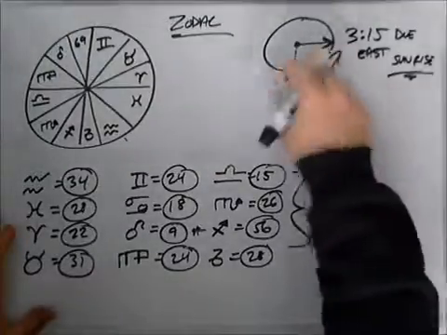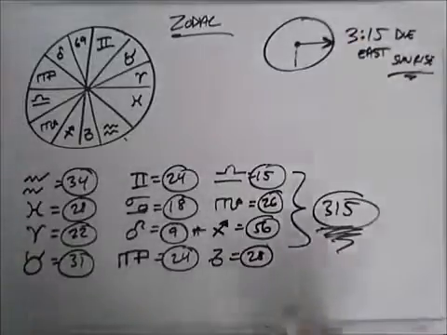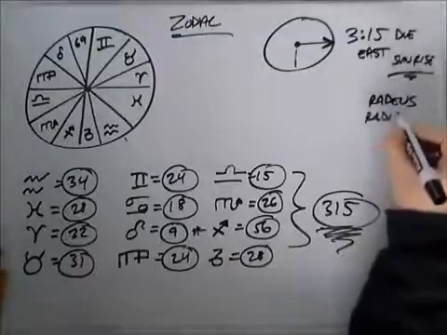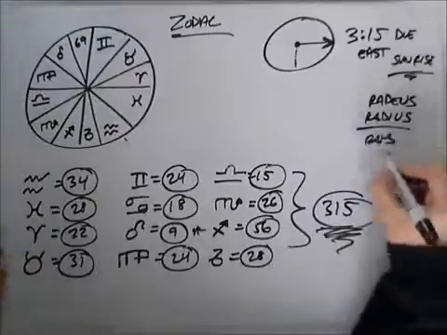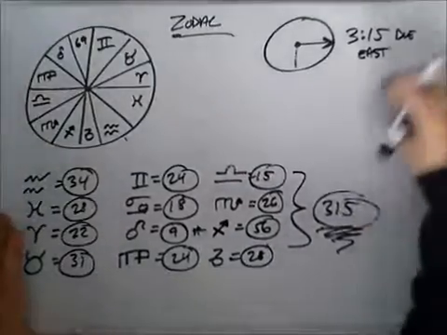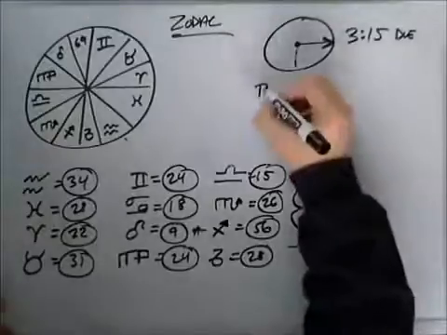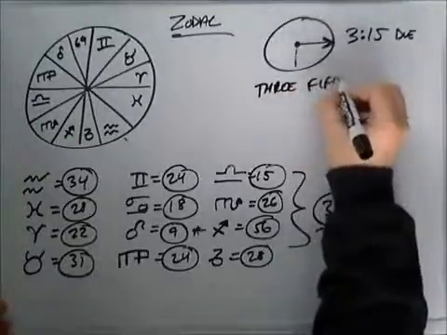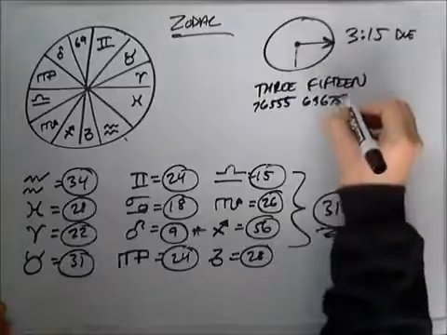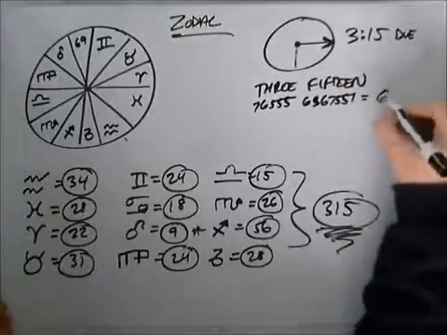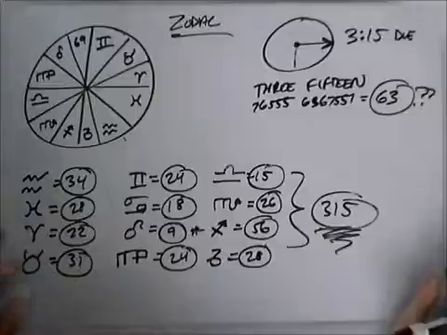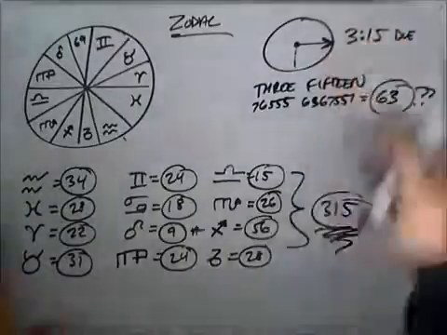Now, why is this 315 important? First off, it's that radius, or the rays of the sun from the sun god Ra. This is a radius. But what's even more important is that we can actually do the numerology for the words 315. And we add this up and it actually tells us about 63. Why is 63 important? Remember, this is 3:15 on a clock.